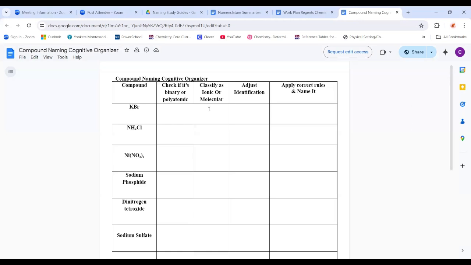Okay, so first thing I'm going to do is check to see if it's binary. Potassium, bromine, that's two elements, so yes. Yes, it's binary.